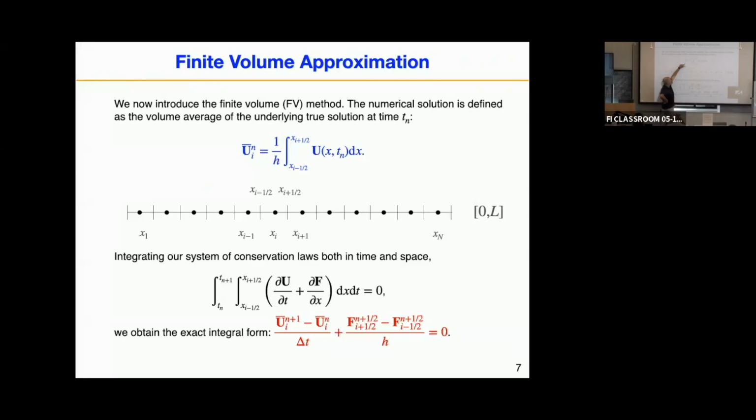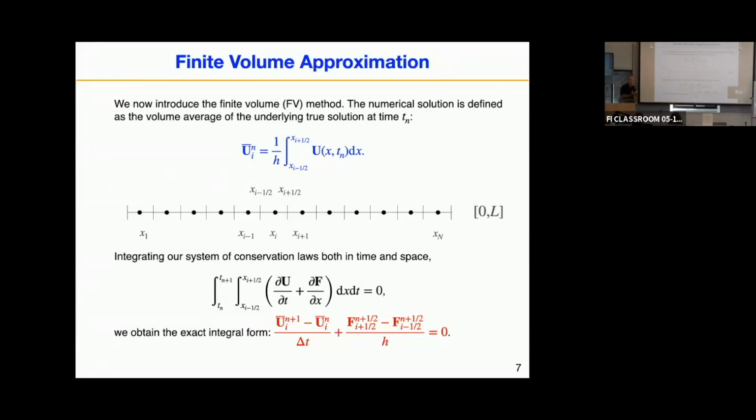Okay, so the notation here: i is for the cell index. You see the cells are moving from 1 to n. The box size goes from 0 to capital L. And you integrate the solution, density, momentum, total energy, over this volume. And then you divide by h, the size of the mesh. And this defines a volume average, hence the notation, the bar above. And n here is for the time step, so that's at time t^n. So that's the finite volume approximation.